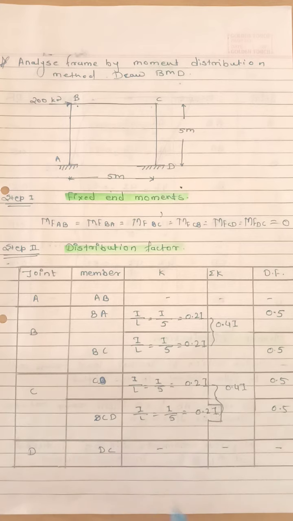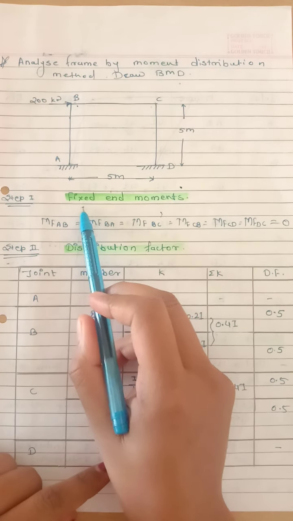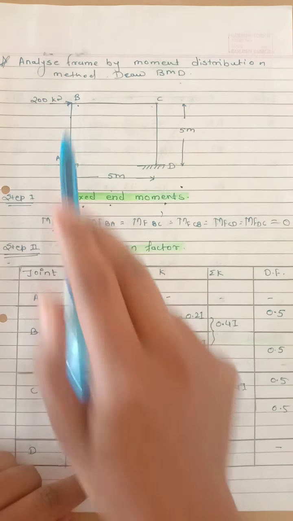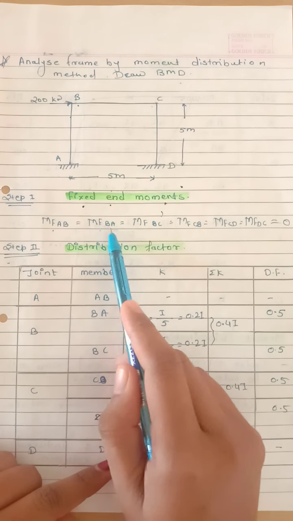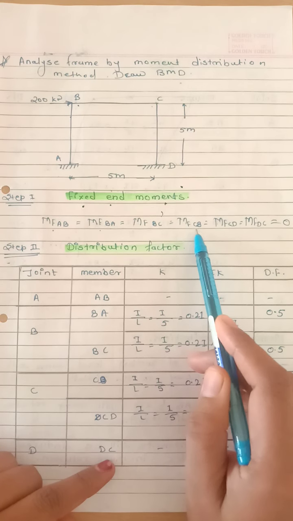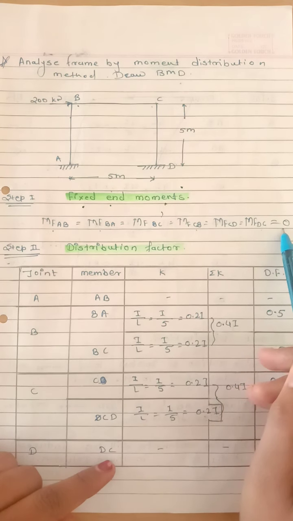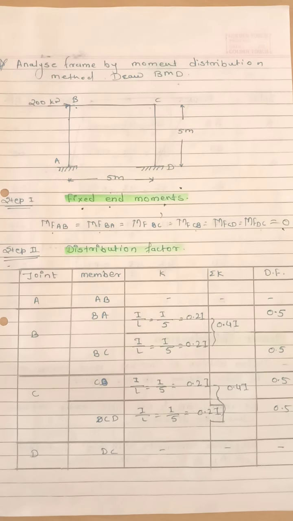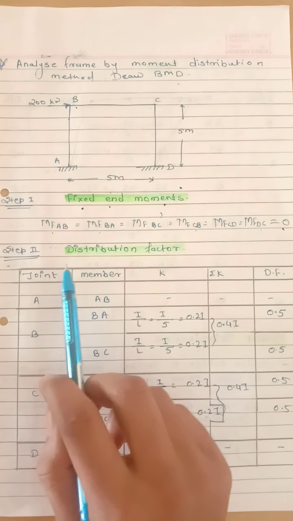The solution: first step is to find the fixed end moment. The fixed end moments for members AB, BA, BC, CB, CD and DC are equal to 0, because over these members no vertical load acts. Then the second step is the distribution factor.